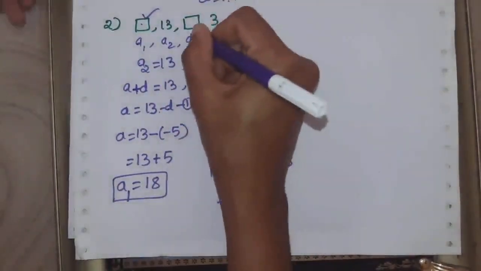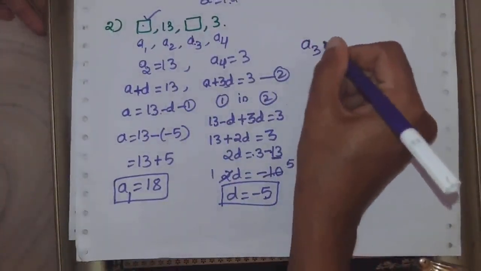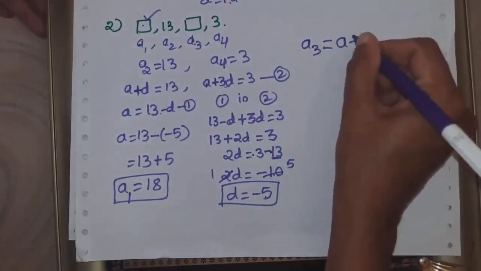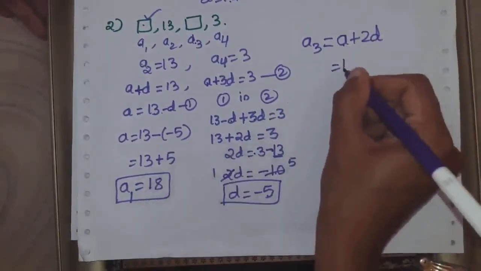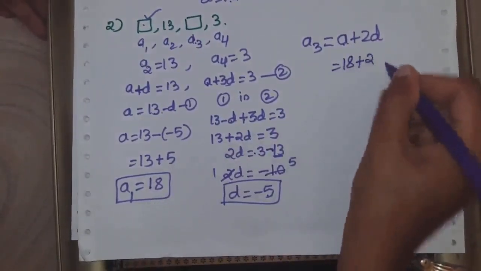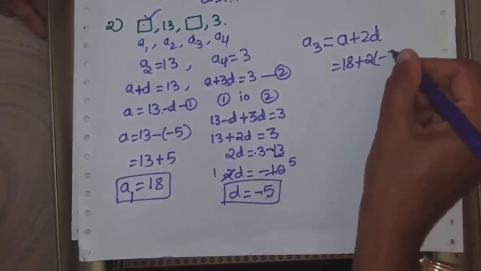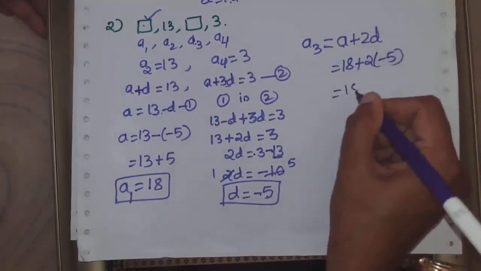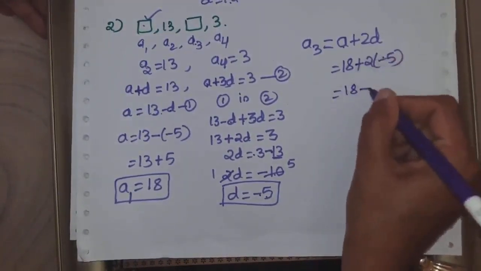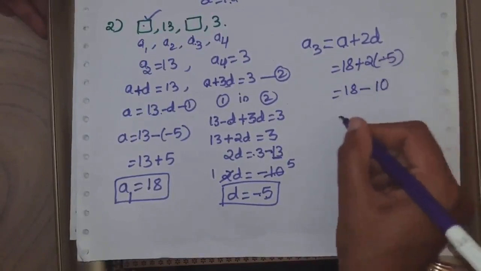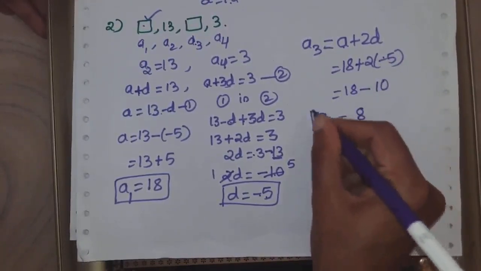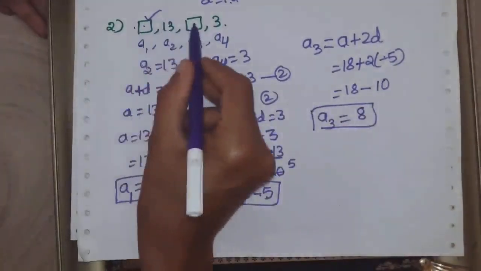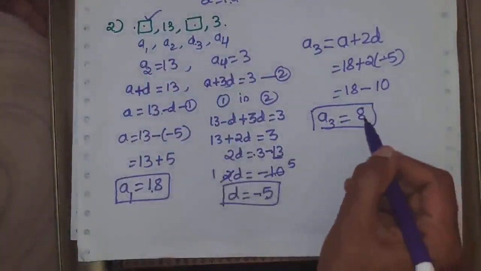So then A3 is, yes, we know this is A plus 2D. A is 18 plus 2 into D, D is minus 5, equals 18 plus into minus, minus 2 5s are 10. 18 minus 10 is 8. This is the third term. Yes, first term and third term are 18 and 8.